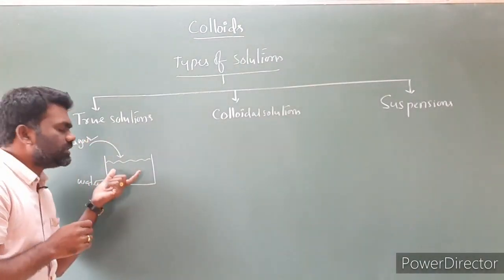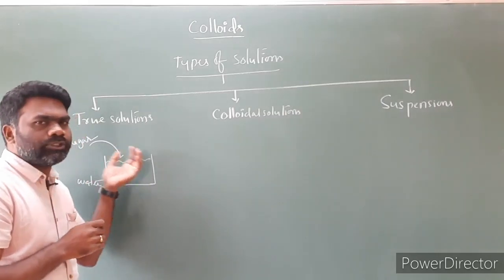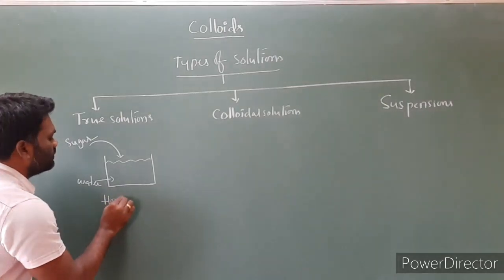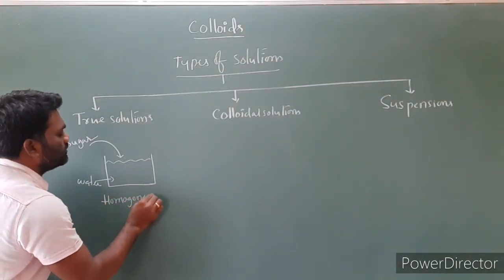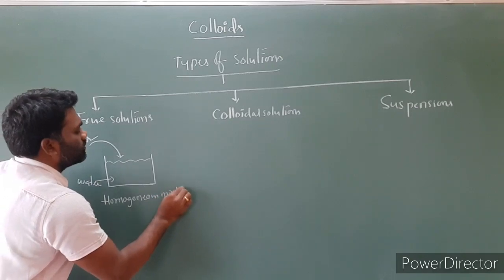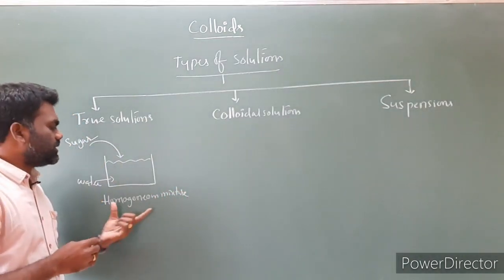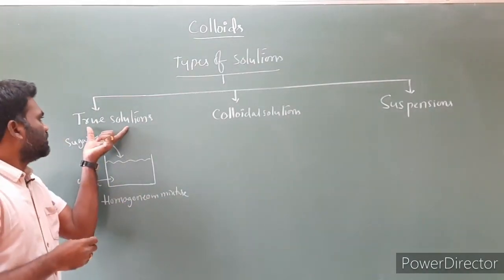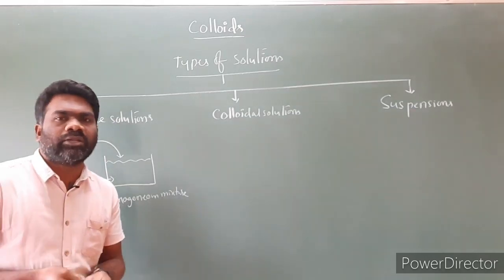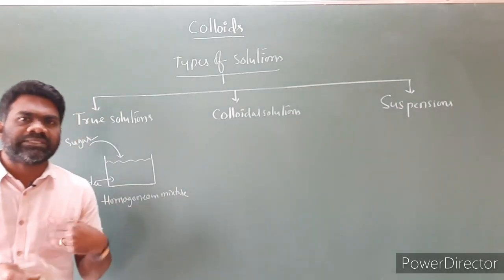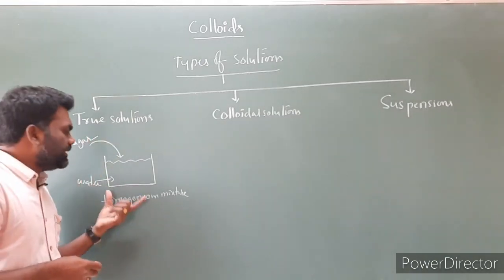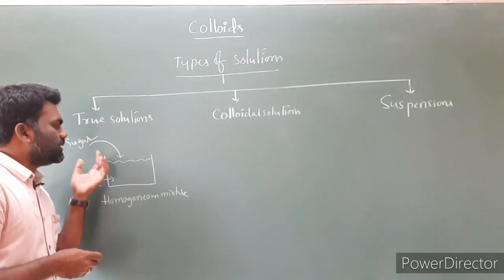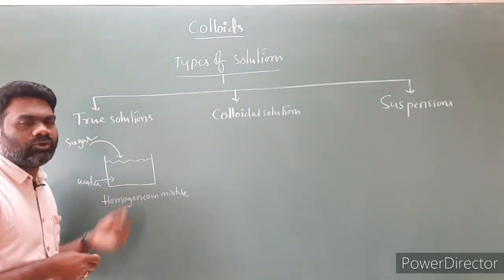So sugar is another component. When the sugar is added to this water, the sugar particles, the sugar molecules, are distributed throughout this solution, and you will get a homogeneous mixture. A true solution is a homogeneous mixture of two or more components whose composition varies within certain limits. So in this solution, water is one component and sugar is another component. Whenever the sugar is added, the sugar molecules distribute throughout the solution and you get a homogeneous mixture.